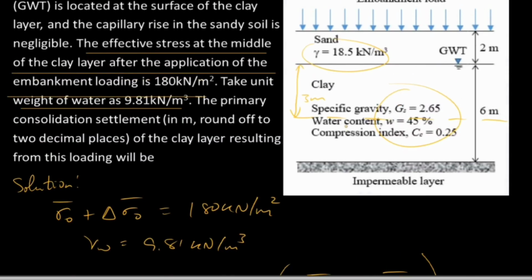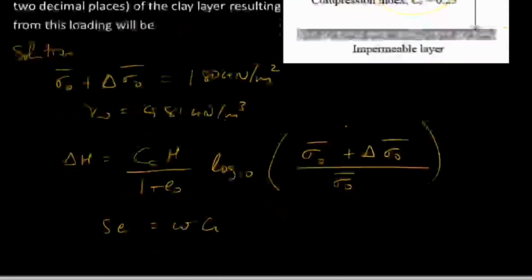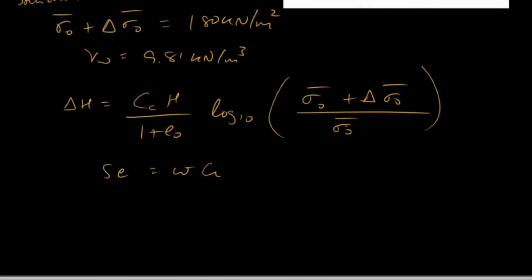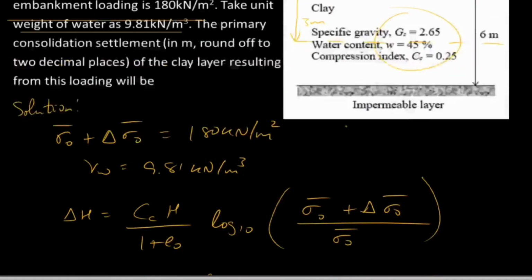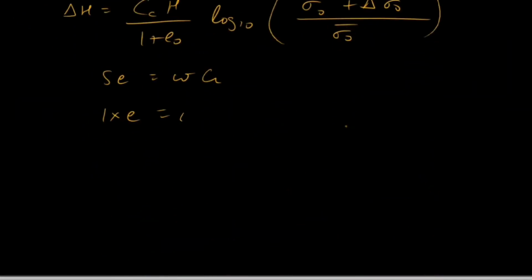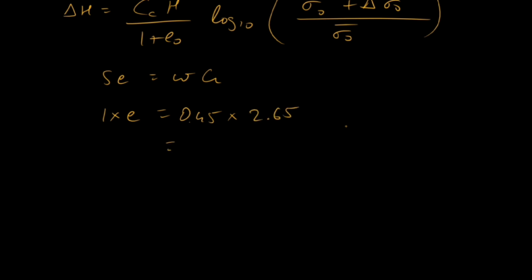For calculating the value of e naught, we know that Se equals wG. Since they have given the water content and specific gravity of the clay layer, we can easily find the void ratio of the clay layer. Since the clay layer is in the saturated condition, S will be equal to 1, and e will be equal to w into G. So the water content is 45%, which is 0.45, into the specific gravity of the clay layer, 2.65. We can consider e as e naught, which will be equal to 0.45 into 2.65, that is 1.1925.